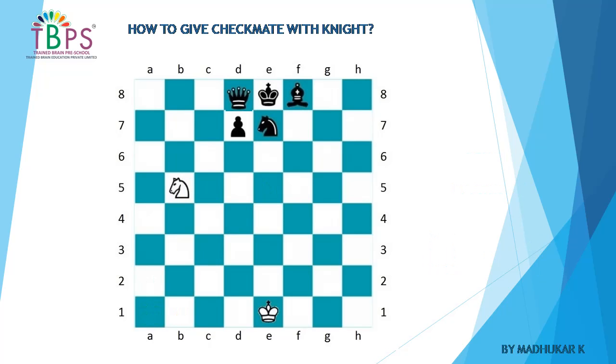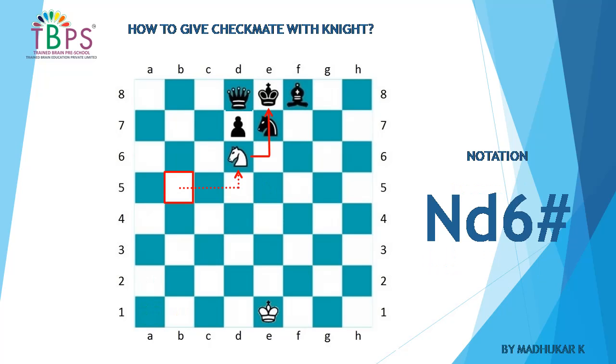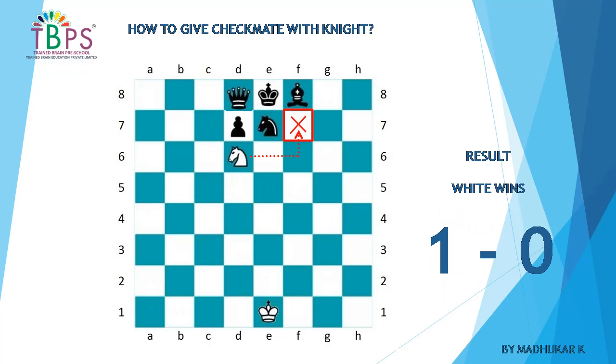Now we will see how to give checkmate with the knight. Here the knight, which is on b5, moves to d6 to give check to the king. The black king has no safe square to move, as all the squares except the f7 square are occupied by black pieces, and the f7 square is controlled by the same knight which is giving check. When the king has no safe square to escape from the check, we call this situation checkmate.